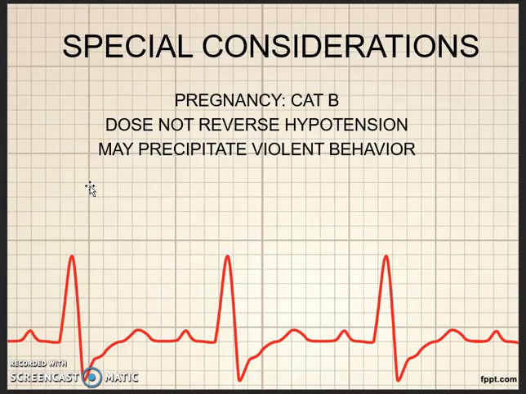Remember, I spoke earlier about giving this as a slow IV push. If given too rapidly, this may precipitate very violent behavior. You're taking someone with heavy withdrawals, pulling them right out of it. This can cause tachycardia, maybe some dysrhythmias, and very violent behavior, nausea, vomiting. So we want to make sure we give this rather slowly.